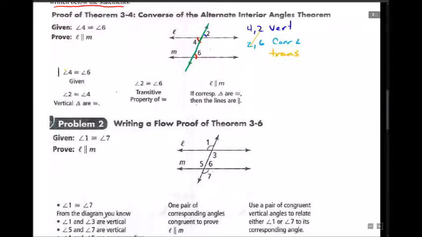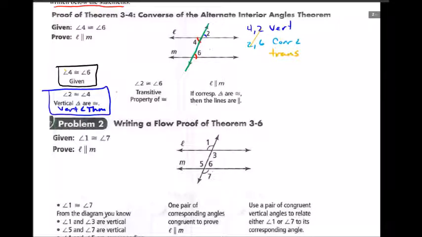Our first step is always our given. Angle 4 is congruent to angle 6. That is given to us. And then what am I going to use? Well, I want 4 and 2 and 2 and 6. I want those to be together so I can combine my 2's. So how do I do that? Well, I use my vertical angles theorem. You can either write it out or use its name to say that angle 2 is congruent to angle 4. Those are things that we already know.